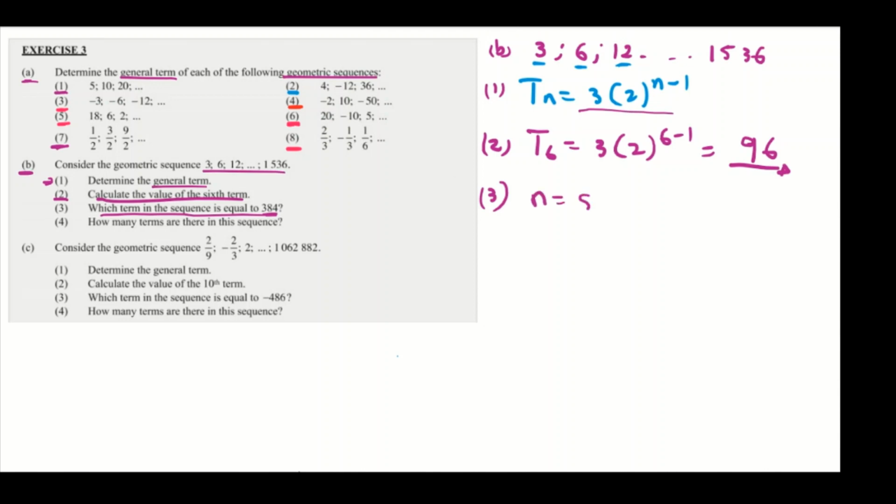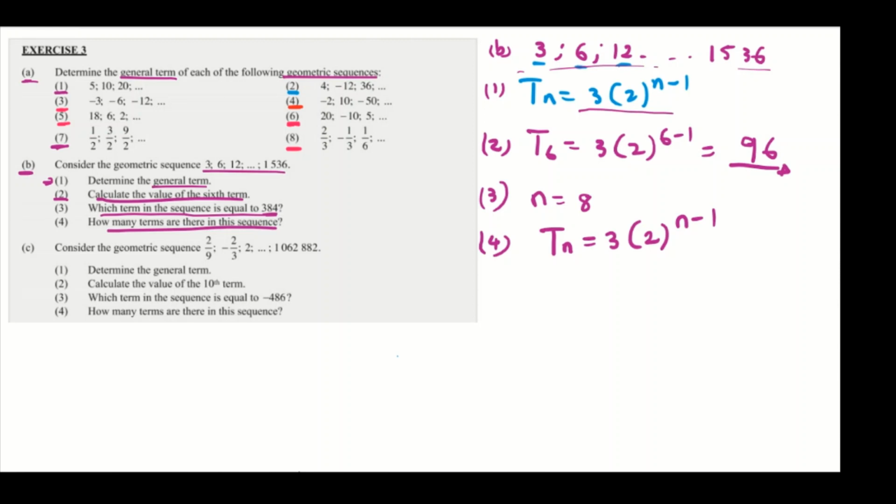So n is equal to 8. Now let's do the fourth part of the question, which asks how many terms are there in the sequence? We are given this entire sequence and asked to find the number of terms. To find the number of terms, you first have to write the general term, which is 3 into 2 to the power of n minus 1.